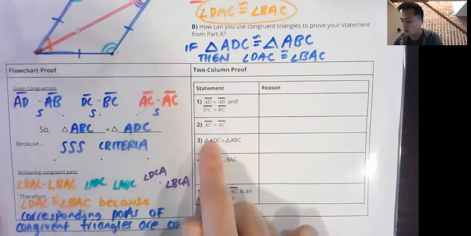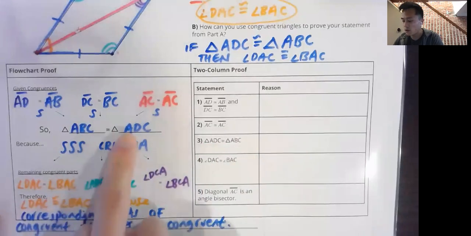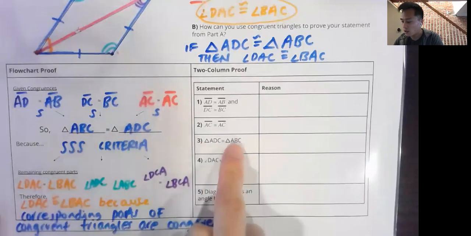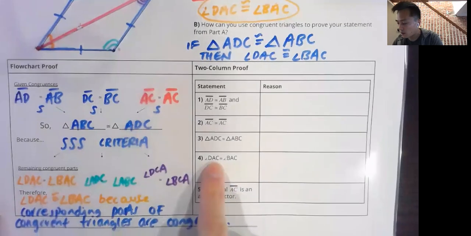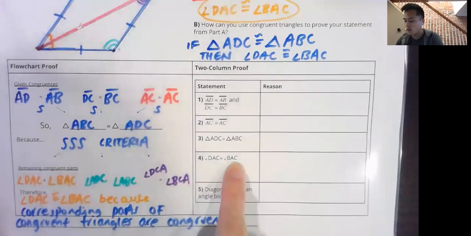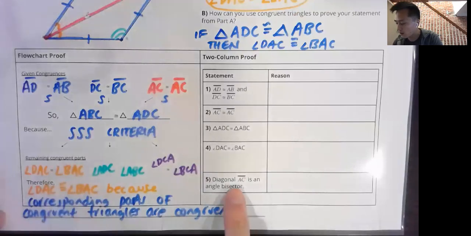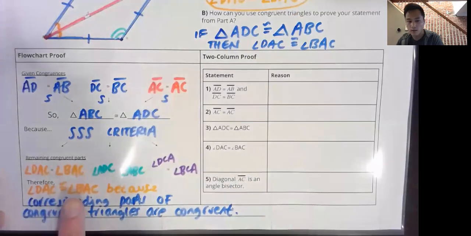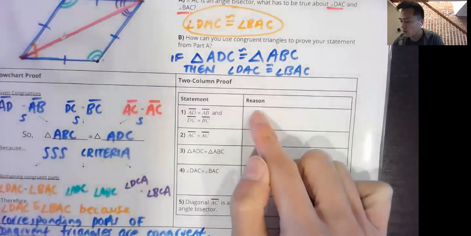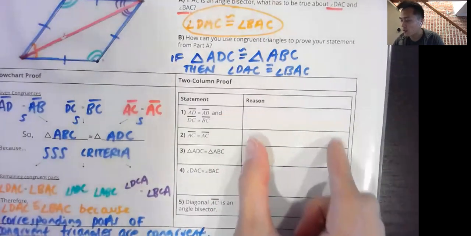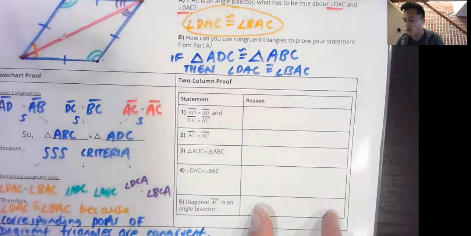Then it's saying that the two triangles are congruent. That's what you did right here in the middle. Then it's saying that then these two angles are congruent. That's what you did here. And then it's saying that the conclusion diagonal AC is an angle bisector. That's what we said down here. And now the only difference is we have to state the reason next to each statement for how we know that's true.